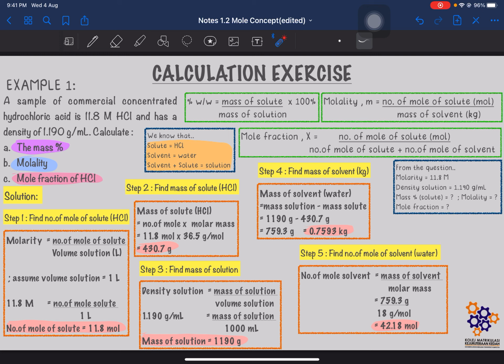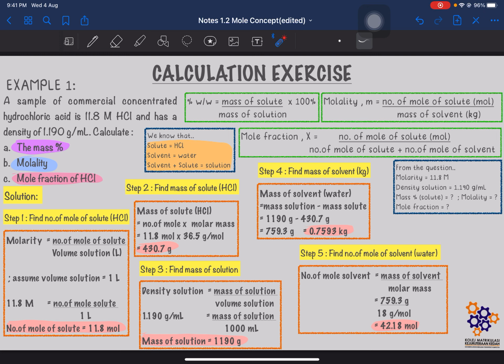So dekat sini kita tahu dia dah bagi kita molarity kat sini, betul tak? So bila dah bagi molarity, kita boleh guna assumption method. Okay, bila soalan give you the concentration dan juga density, kita boleh guna assumption method. Kita boleh assume that the volume of solution is 1 liter. Bila kita assume, then we can find the number of mole of solute menggunakan formula molarity kat sini.